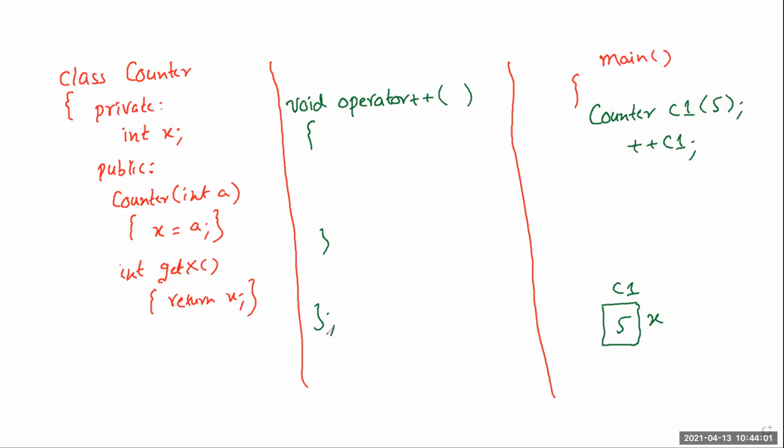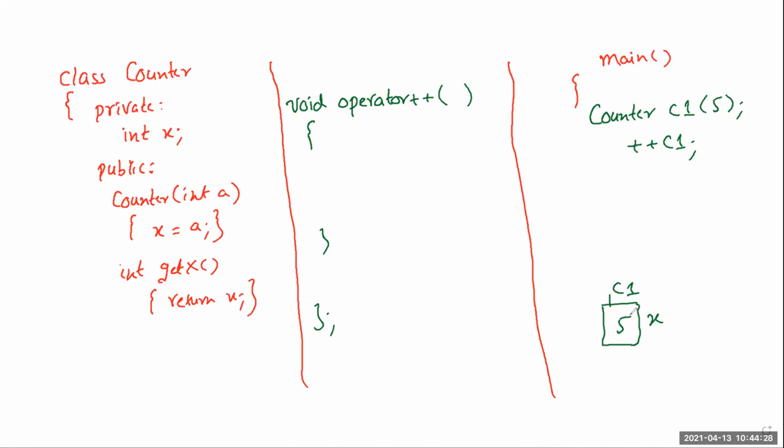Okay, so you see, whenever we overload an operator, we actually decide what we want to do. Now this is a class Counter, and when I write ++c1, I will decide what it should do, whether it should add 1 or 2, or it should double the number. It depends on our requirement, right?